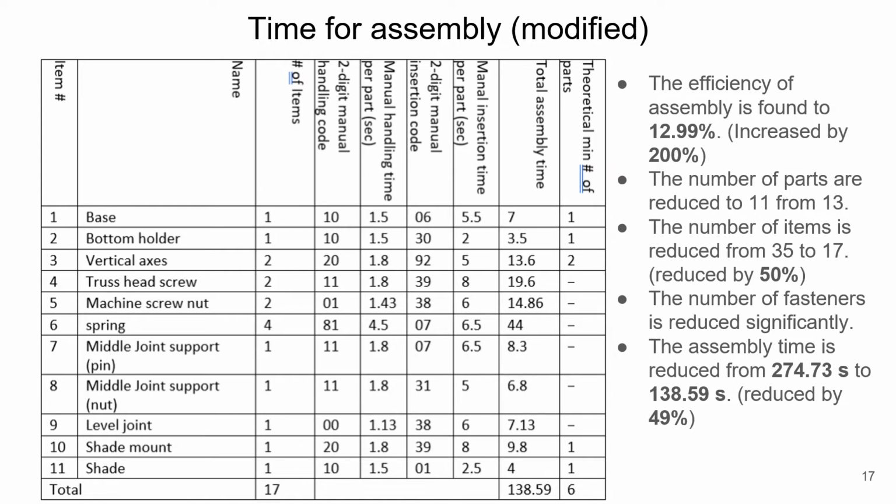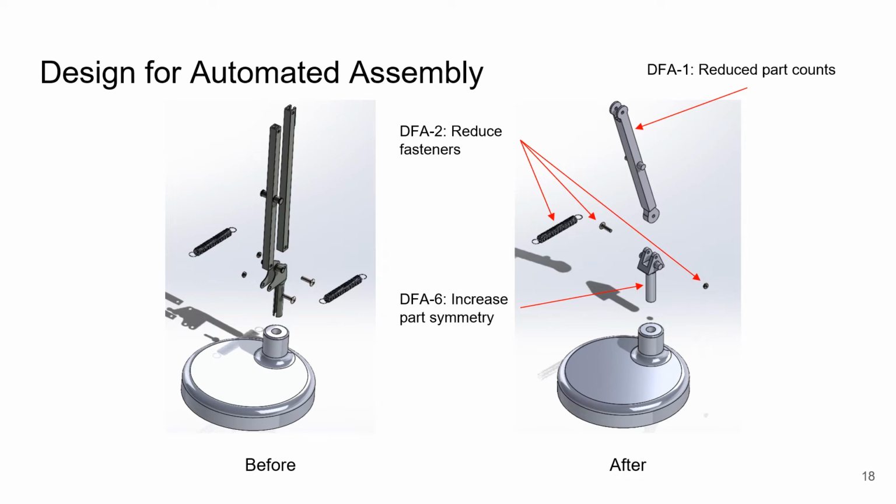More importantly, the total number of items in the assembly have also reduced from 13 to 11. The main guideline of the redesign is to reduce the part number. The parallel axis system is replaced by one combined axis. This also saves one set of screw and nuts. Two springs are also functionally redundant, so one is also reduced. In addition, to make the insertion easier, the bottom holder is redesigned to be symmetric.